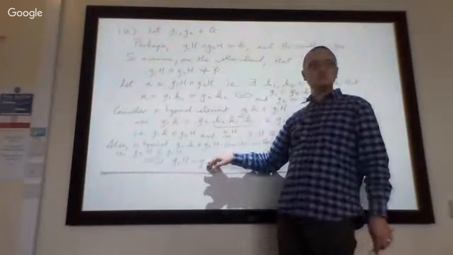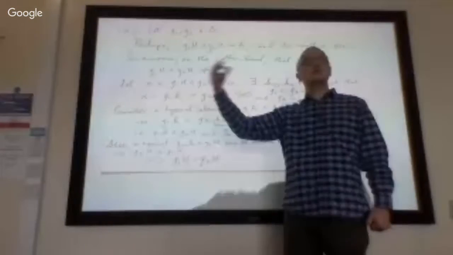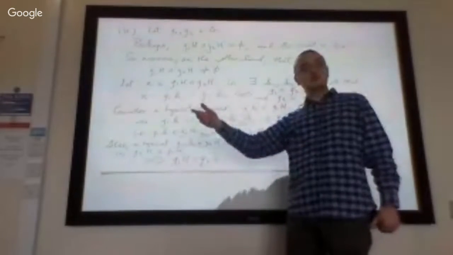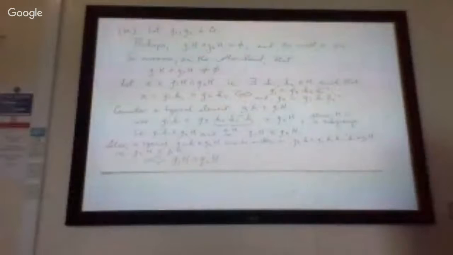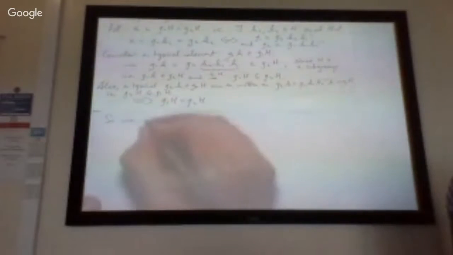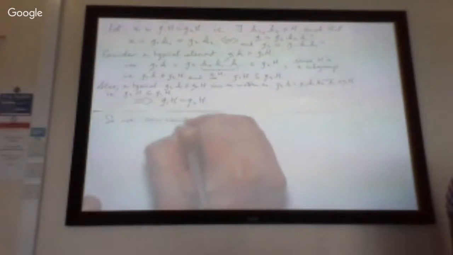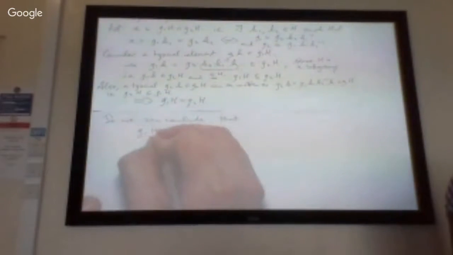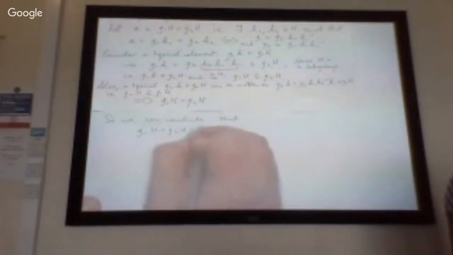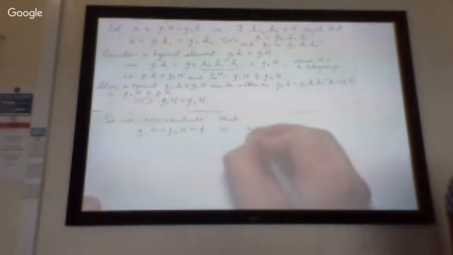So that means there's only two possibilities. They either are disjoint or they're equal. So if they're not disjoint, they're equal. So we have in fact proved the required result. So we can conclude that they're either disjoint or equal.